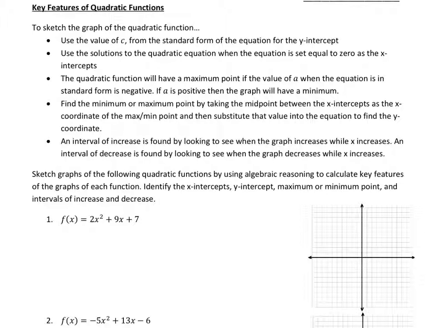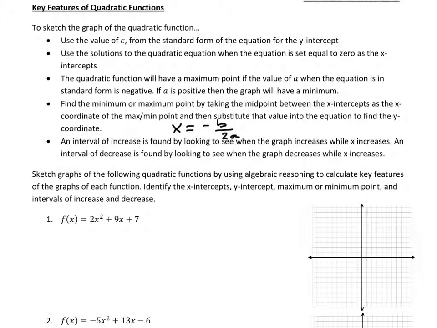To find the minimum or maximum point, you're going to take the midpoint between the x-intercepts as the x-coordinate of the max or minimum point. You could also use the equation x equals negative b over 2a, that first part of the quadratic formula. But anyways, that'll be the x-coordinate of your max or minimum. And then you plug that value into the equation to get the y-coordinate. An interval of increase is found by looking to see when the graph increases while x increases. And an interval of decrease is found by looking to see when the graph decreases while x increases.